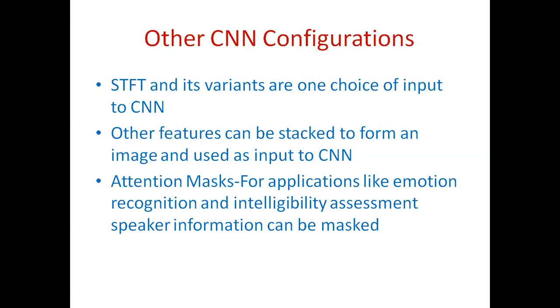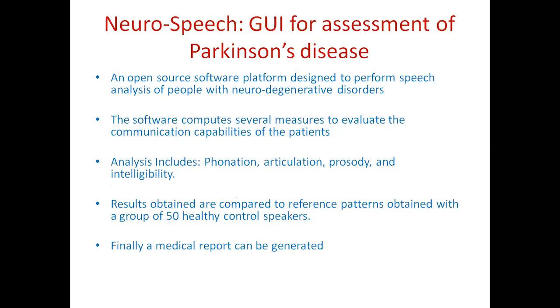And also these days, some of you might have heard of attention masks. These are used in CNN applications. These are useful for applications like emotion recognition and intelligibility assessment, where we don't want the speaker information. We don't want the system to identify the speaker. If there are 10 speakers in every intelligibility level, we want to put all the 10 speakers in one group, not as 10 different speakers. So if you want to mask the speaker information, we can make use of attention masks. And this was about the research that we have been doing.